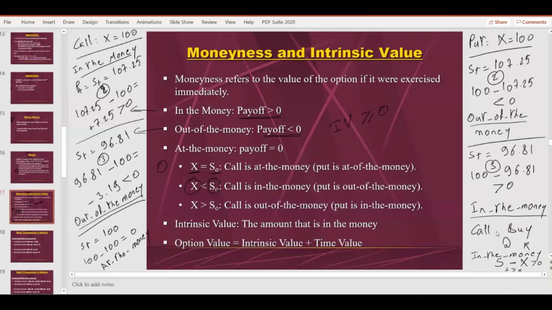In the case where I have the call that's in the money, like in this case, the intrinsic value of the call is this $7.25. In the case of the put option that's in the money, like in this example, it's the difference between 100 and 96.81. So it's 3.19. This is the intrinsic value of this put option. Now, the intrinsic value of the put option that's out of the money, this one, is equal to 0.